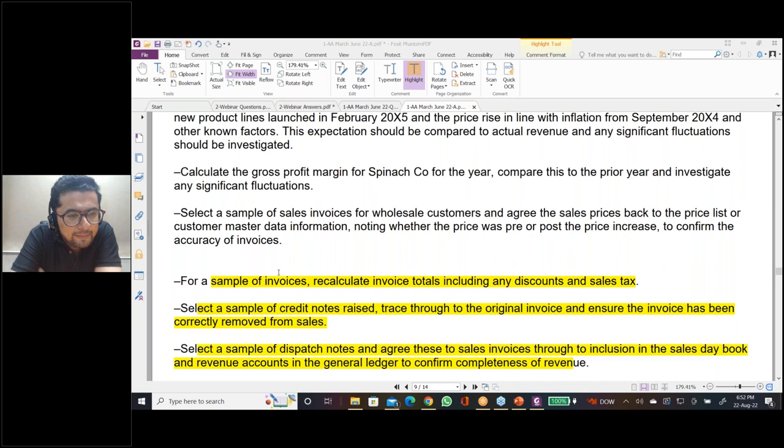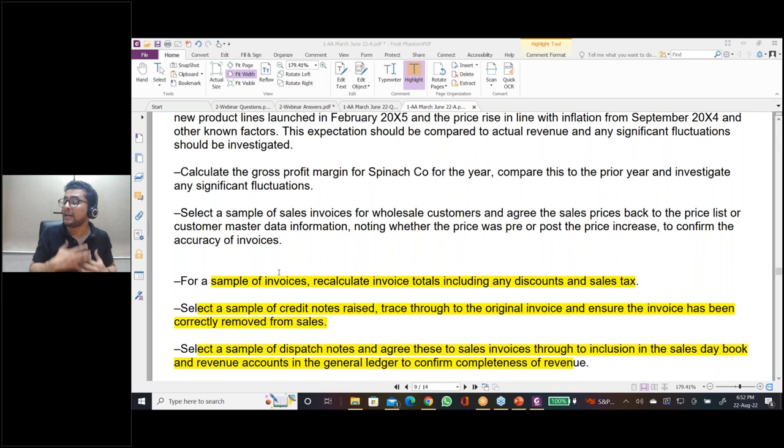Sheet to floor and floor to sheet. Yes, if I am going to select a sample from the profit or loss account, that is from the revenue, it means I'm looking forward. I want to confirm the goods dispatch note. And if I am able to get the goods dispatch note, that confirms that the transaction was not fake. It actually occurred. But if I'm going to select the sample from the goods dispatch note, it's already there. The occurrence is not at stake. Now I need to make sure they have recognized it as revenue. So it's about the completeness.